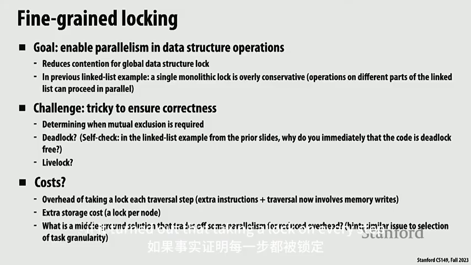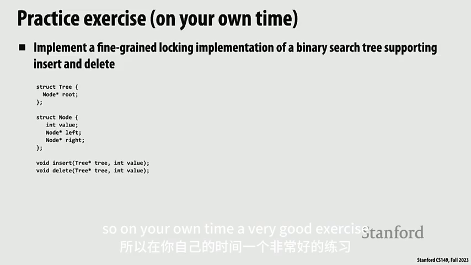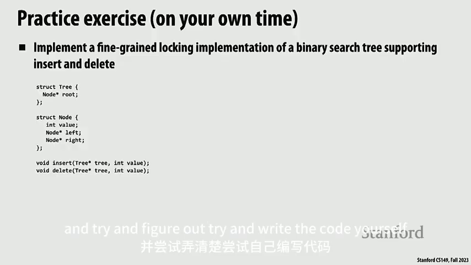If it turned out that taking a lock on every step of the list was too much, what's a middle ground between a lock on everything and a lock on every node? Yeah, you could say, I'm going to take a lock for every 5 or 10 nodes or something like that. Yep, exactly. So you can play around. On your own time, a very good exercise would be, let's just go with a standard binary search tree, and try to write the code yourself for insert and delete on a binary tree. No rotations or anything like that.